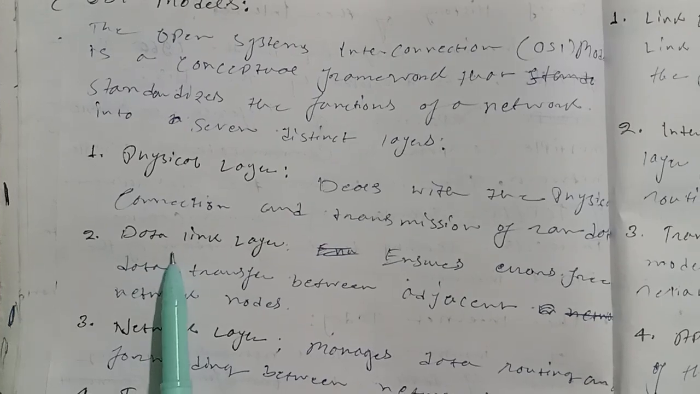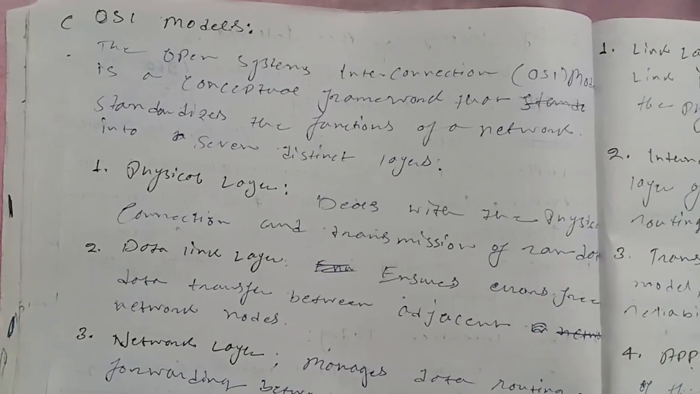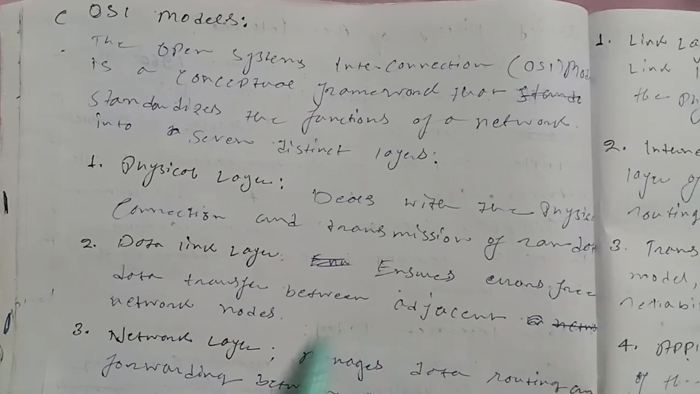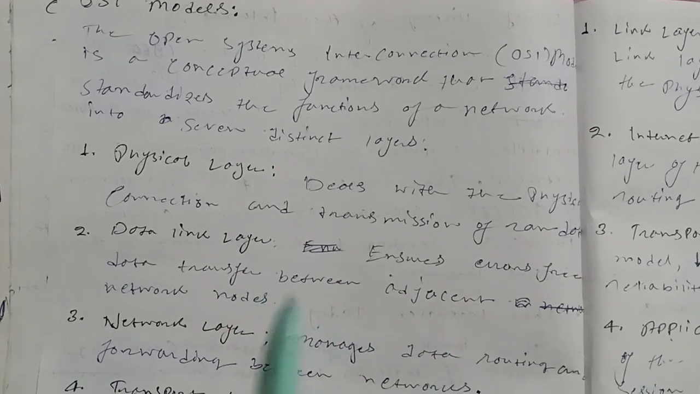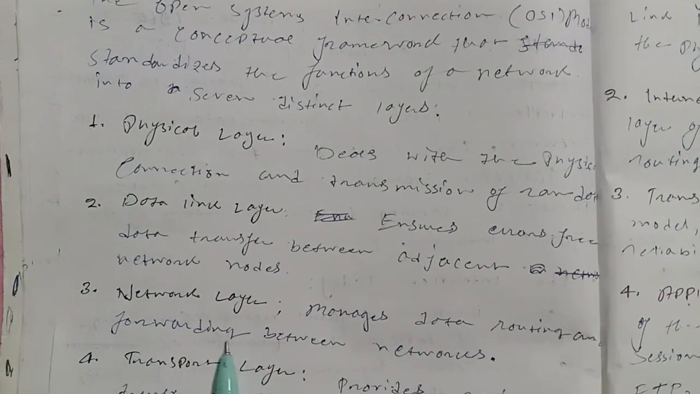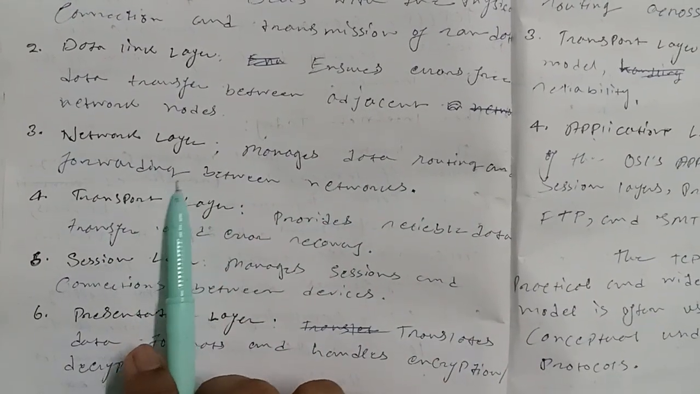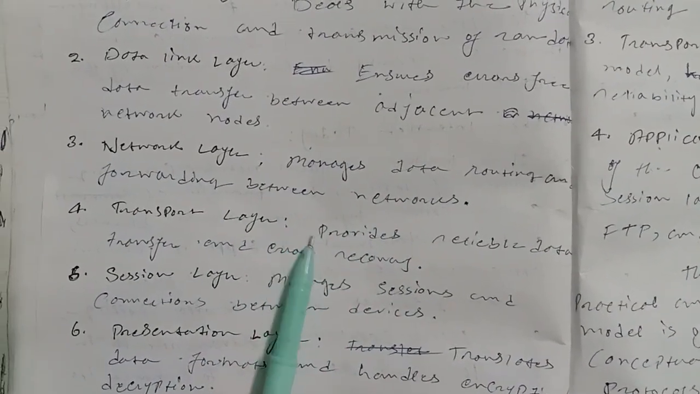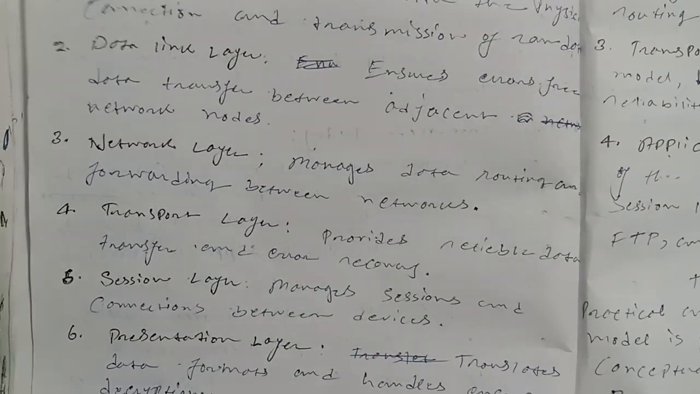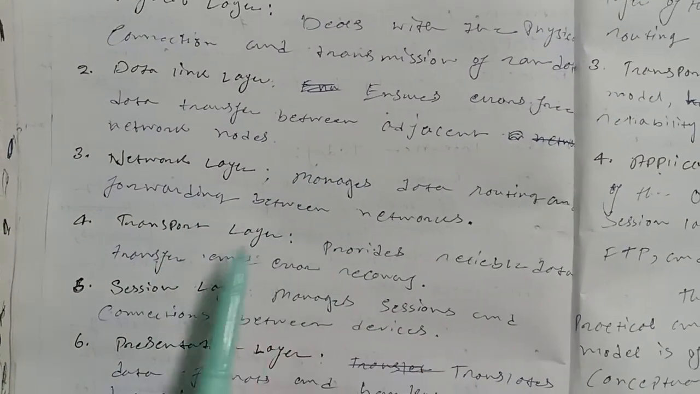And secondly, the data link layer ensures error-free data transfer between adjacent network nodes. The network layer manages data routing and forwarding between networks. The transport layer provides reliable data transfer and error recovery.